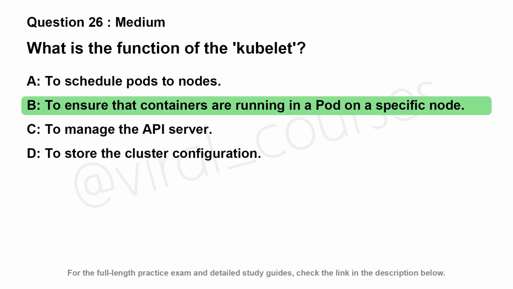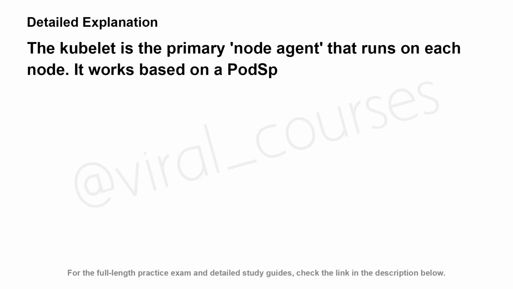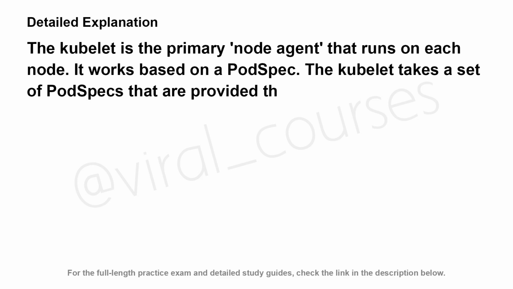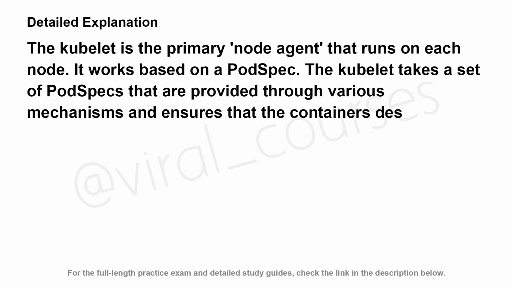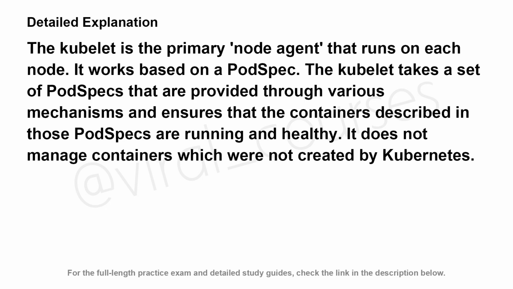The correct answer is B. The kubelet is the primary node agent that runs on each node. It works based on a pod spec. The kubelet takes a set of pod specs that are provided through various mechanisms and ensures that the containers described in those pod specs are running and healthy. It does not manage containers which were not created by Kubernetes.